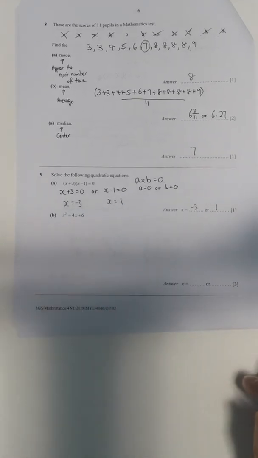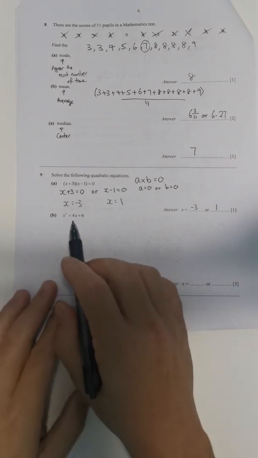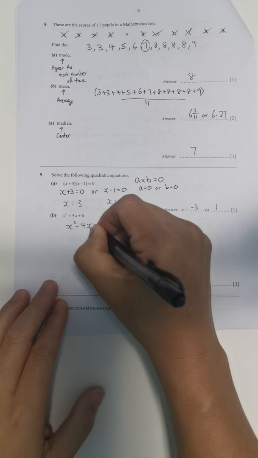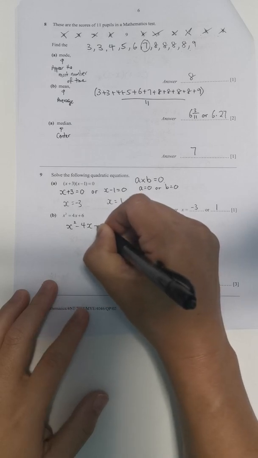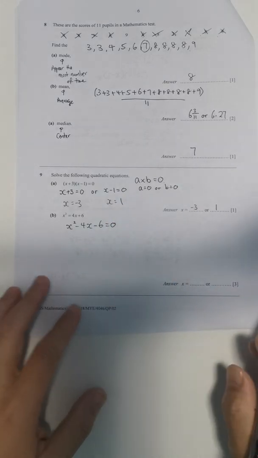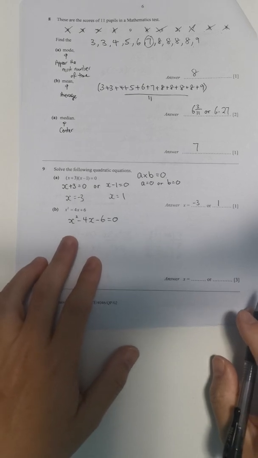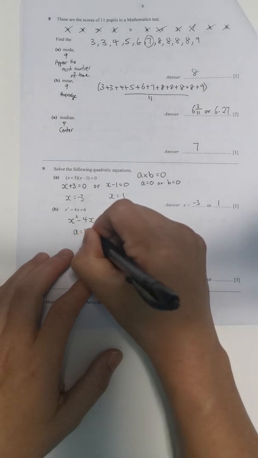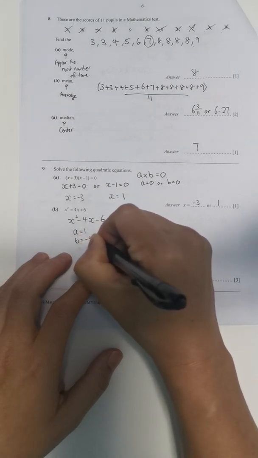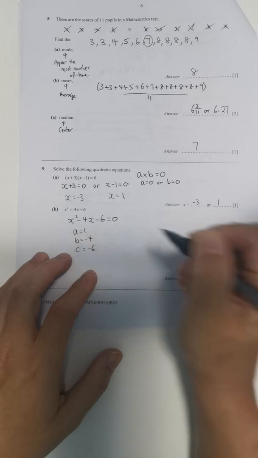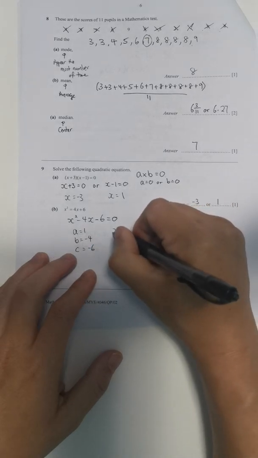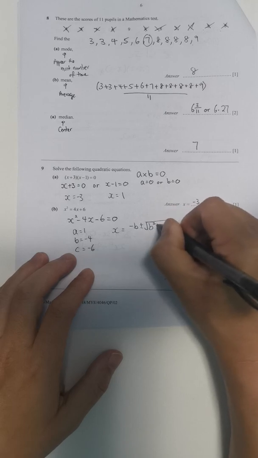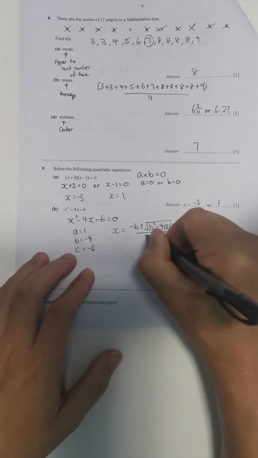Okay, next one is a quadratic equation. So we make it into the quadratic general form first, Ax squared plus bx plus c. So far, I don't see any mistake when I mark your work. You are able to identify that A equals 1, B equals -4, and C equals -6. Then you can use your quadratic formula, x equals minus b plus minus square root of b squared minus 4ac, divided by 2a.